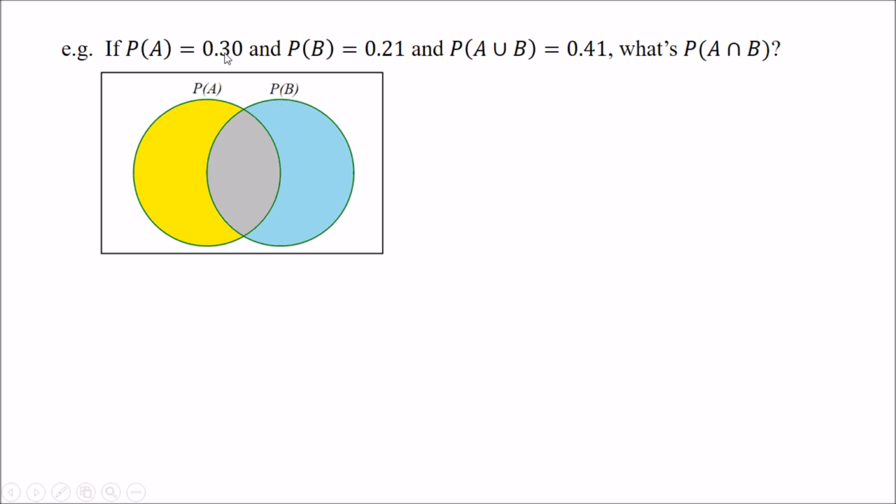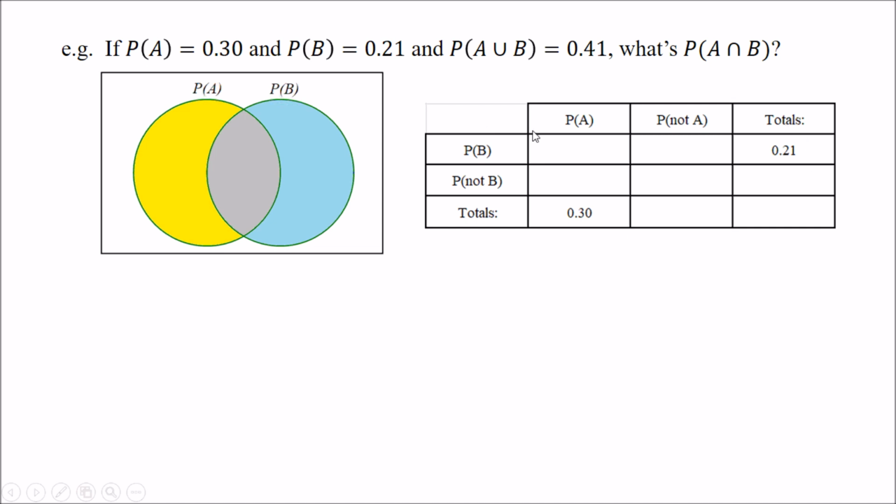But the 0.3 for the probability of A is the total between the yellow and the gray. The problem is I don't know how to split it up here. The probability for B is the circle on the right, has to be total of 0.21. Again, I don't know how much to put in the gray, how much to put in the blue. Finally, the probability of A or B is 0.41. That's the total of the yellow, the gray, and the blue. That seems like an awful lot of math to try to figure out which numbers are going to go where. There is an easier way, and we can answer it with the Venn diagram, but we'll come back to that.